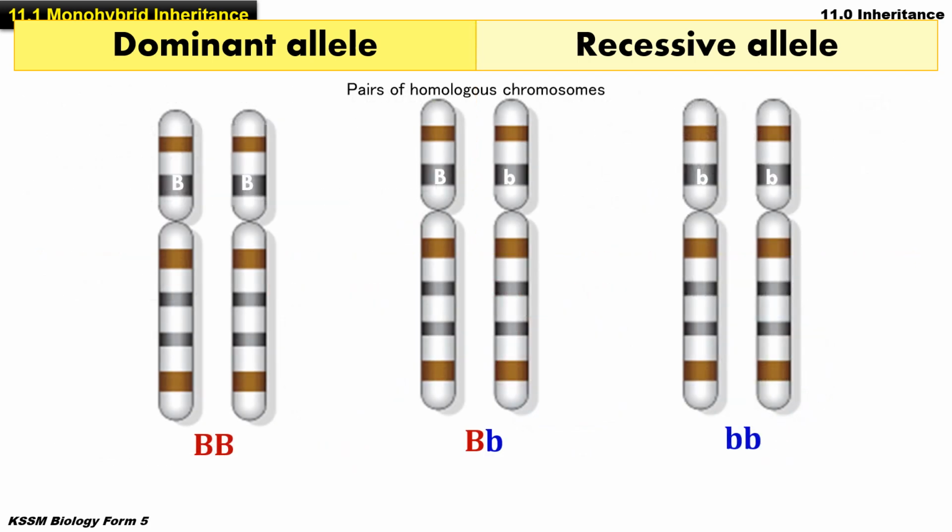Alright. So, kalau kita tengok dalam kromosom, how it look like. Okay, kalau dominant, dia dekat sinilah B besar. Mesti in the same locus. B besar, B kecil, same locus. B kecil, same locus. Boleh? Okay.